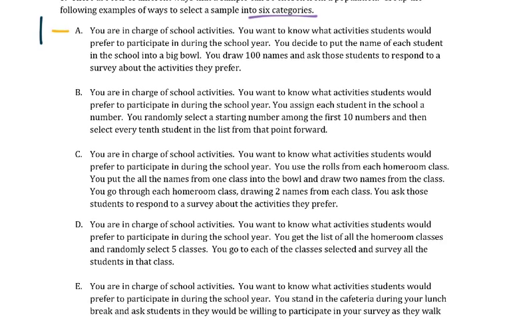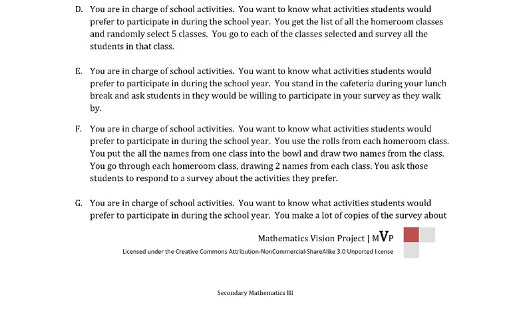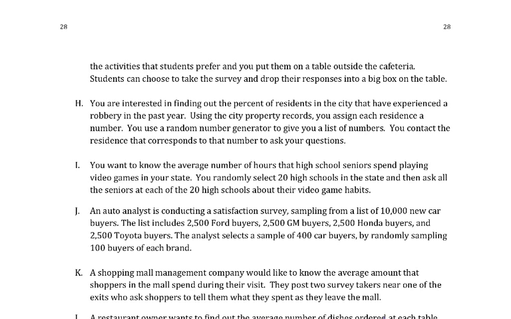Very simple random. Okay. G was another one that fits in. We'll call this category 1. You're in charge of school activities. You want to know what activities students would prefer to participate in. You make a lot of copies of the survey about the activities that students prefer, and you put them on a table outside the cafeteria. Students can choose to take the survey and drop their responses into a big box on the table. So it's randomized about who's going to take it.